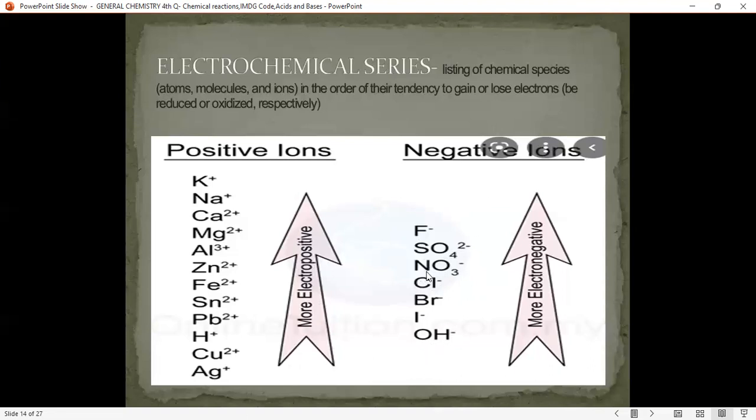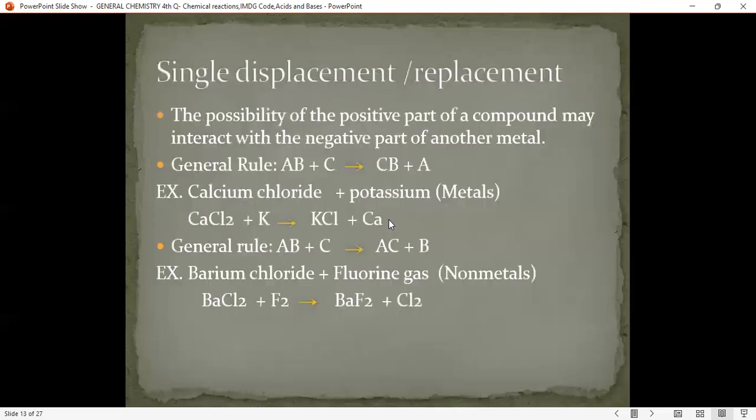Okay? So again, this is the sequence. We always sort it so that the higher it is, the higher it is on the topmost part. And of course, going to the bottom, there is less electronegativity. Okay, so let's go back to the previous slide.